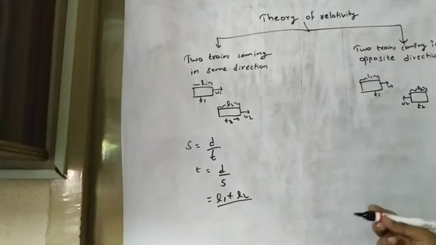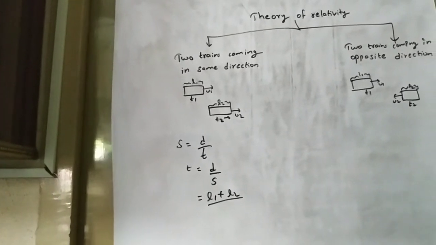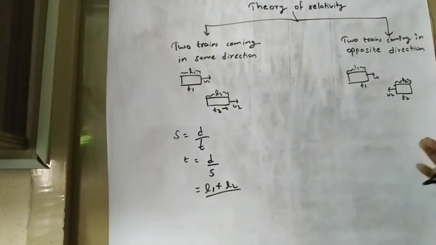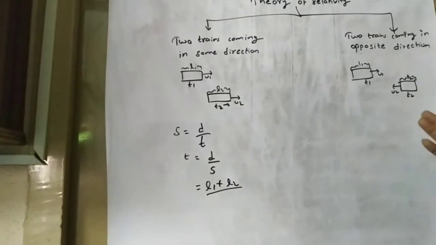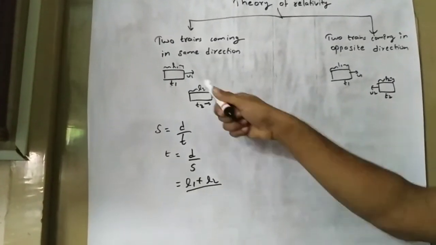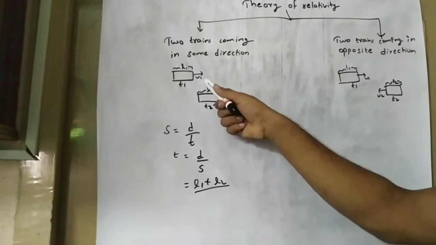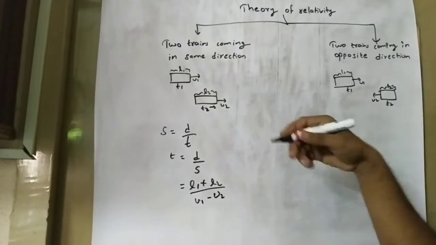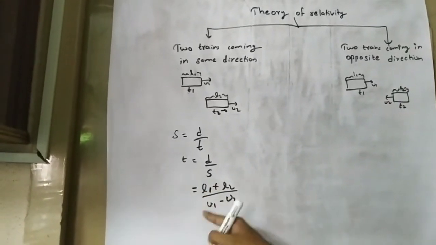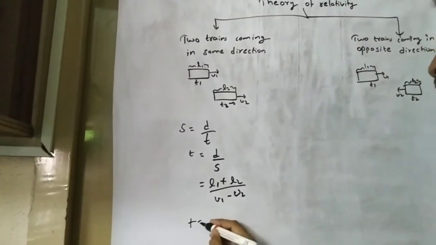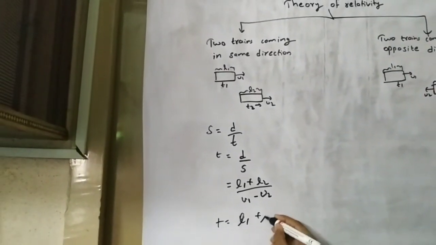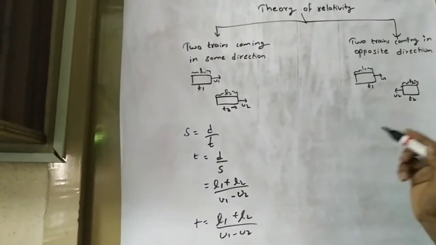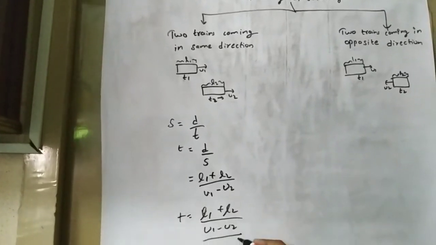In real time also we observe that if we are in a train and another train comes in the same direction, it seems to be moving at a slower speed. So here the speed gets reduced, because as it is moving in the same direction, it is reduced by the speed of the other train, that will be U1 minus U2. So the total time is L1 plus L2 by U1 minus U2. Here you should remember, if two trains are coming in the same direction, then the speeds will be reduced and lengths will be summed up.